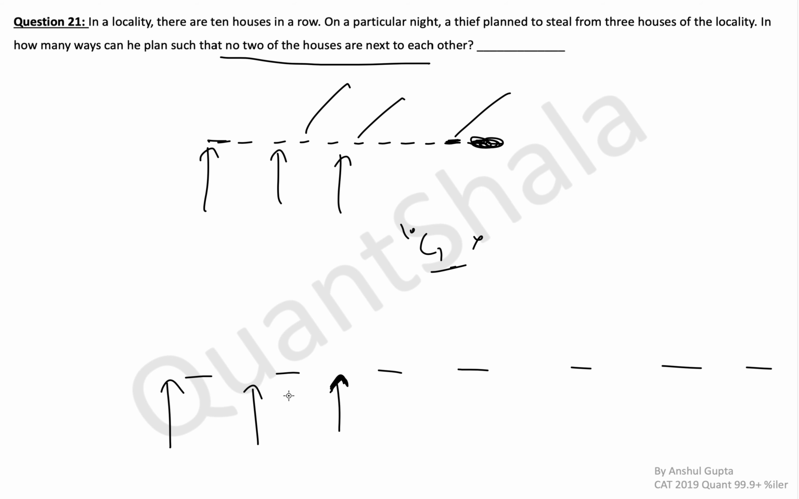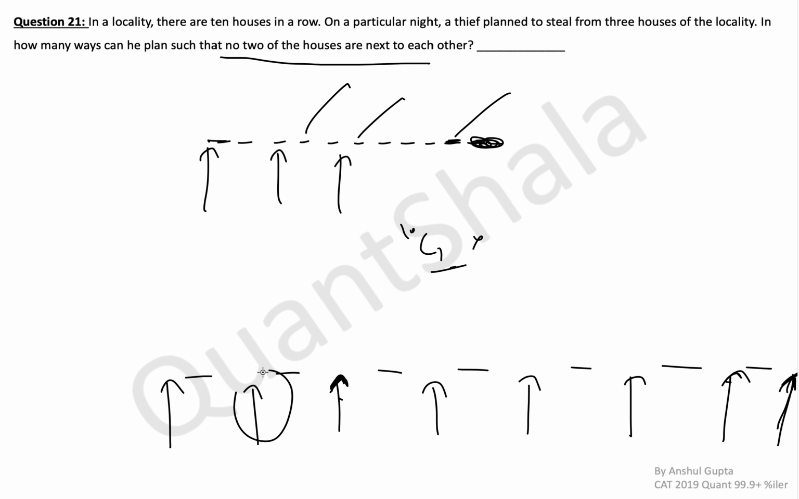1, 2, 3, 4, 5, 6, 7, and the last one 8. If you place the 3 houses in which the stealing is going to happen in any of those 8 places, all of this is going to get satisfied, okay? Total you will have 10 houses in that case.